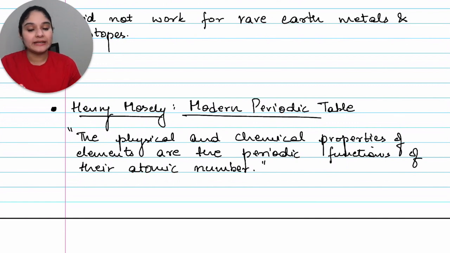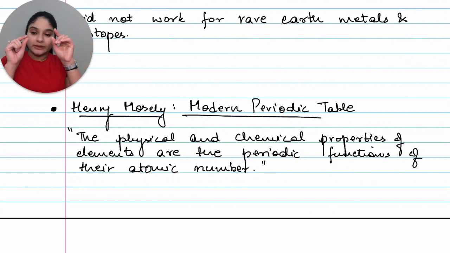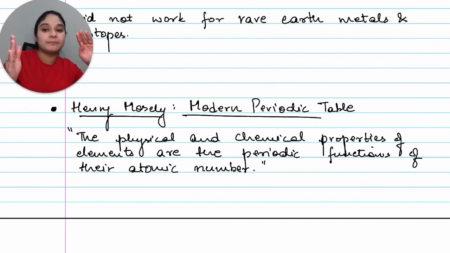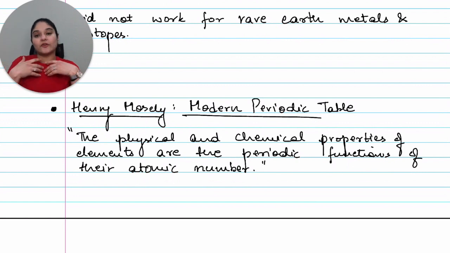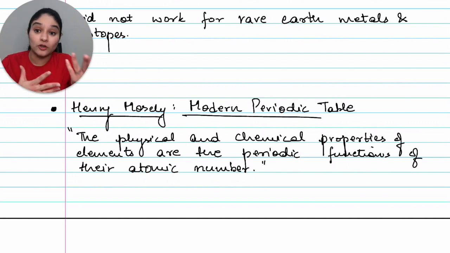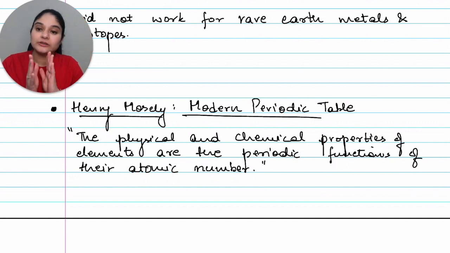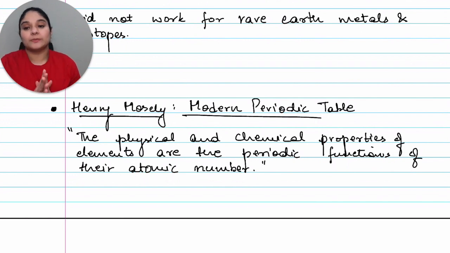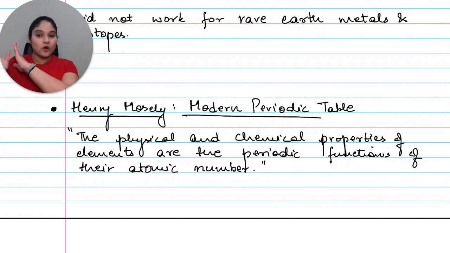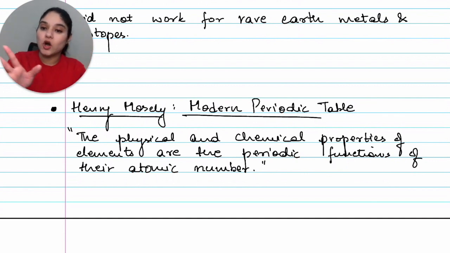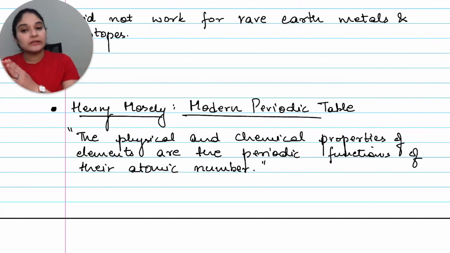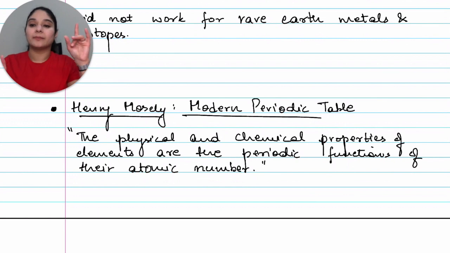Whenever I say it's a periodic function, that means after a certain point, that particular function gets repeated. So if something is happening and I say this is a periodic function, this clearly states that after a certain point in time, the entire cycle is going to get repeated. So this is what it means. This particular person is saying that if I'm arranging all my elements in the increasing order of atomic number, their physical and chemical properties get repeated. Okay, so this is what he said.